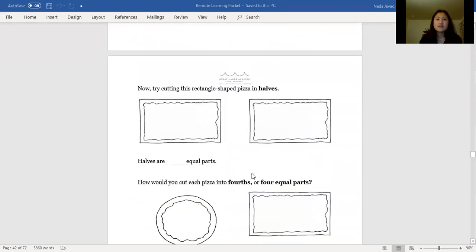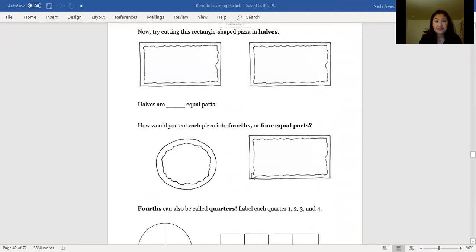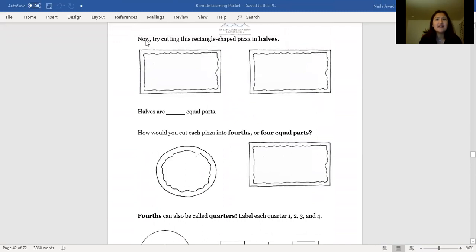We're going to learn some more equal parts today. This next one says, read it with me on 2. 1, 2. Now try cutting this rectangle-shaped pizza in halves. Pause and cut the rectangle-shaped pizza in halves. Go.